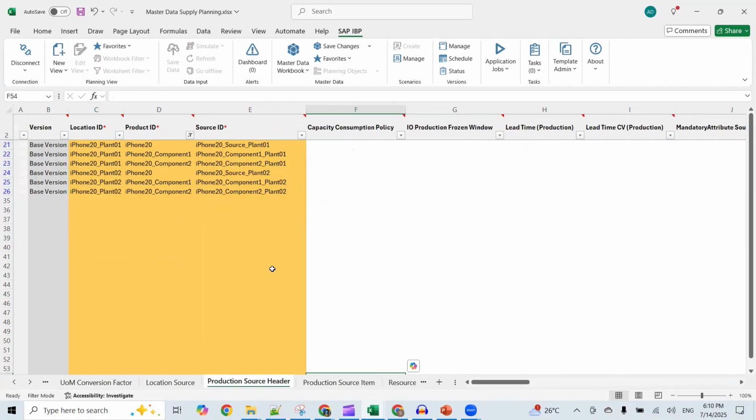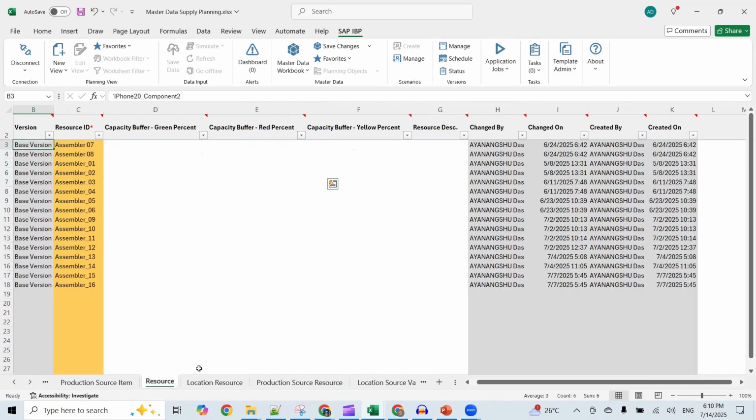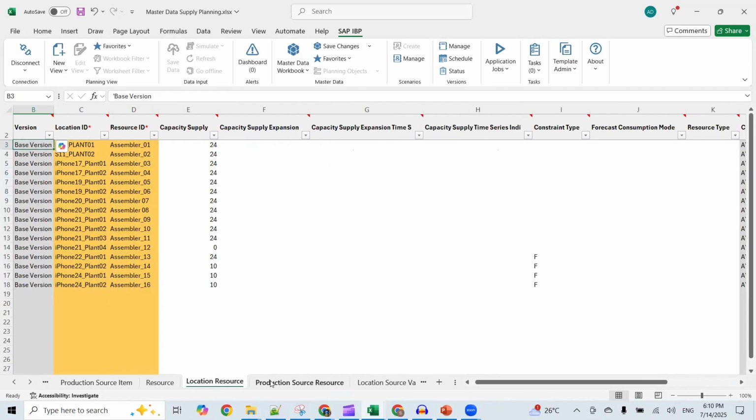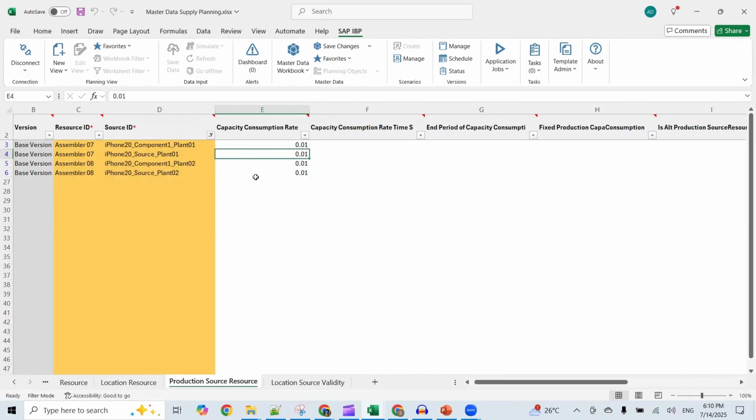And since we are defining the components, we are defining the production source item also. Where we have component one, 1 unit of it is being manufactured, and 3 units are required to manufacture 1 unit of finished product. For component two, we have the resource, we have the locations, resource mapping, and the capacity of each machine defined, and then the production source resource mapping, and we have the production consumption rate, right?